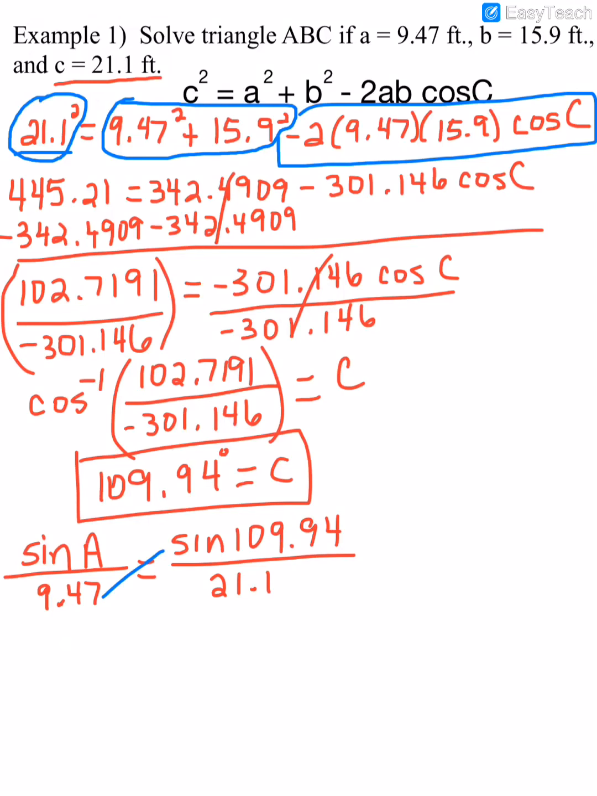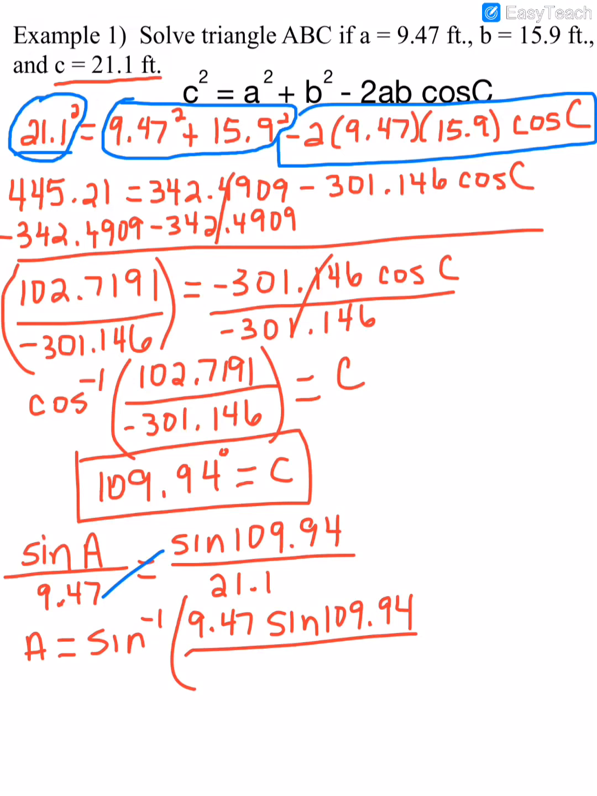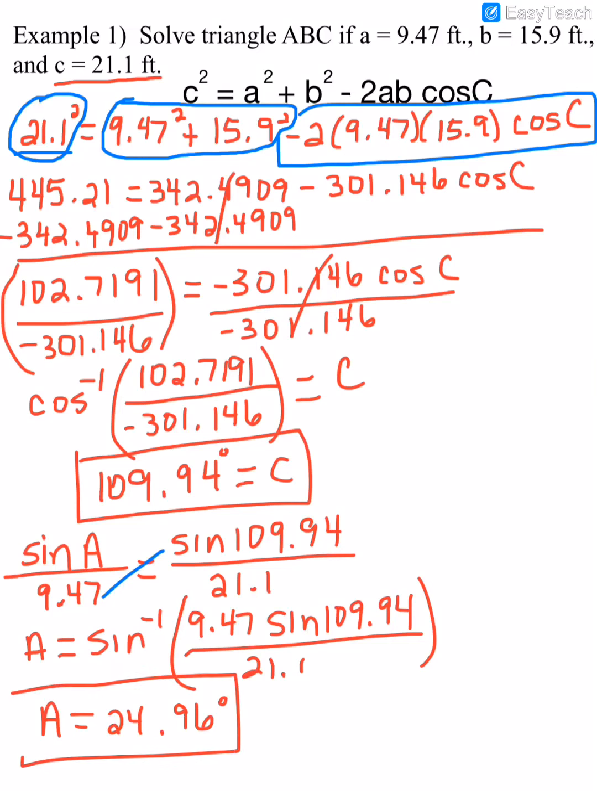So to get A is going to be sine inverse of 9.47 times sine of 109.94 over 21.1, and that gives me that angle A is 24.96 degrees. Okay, so I have angle C and angle A.